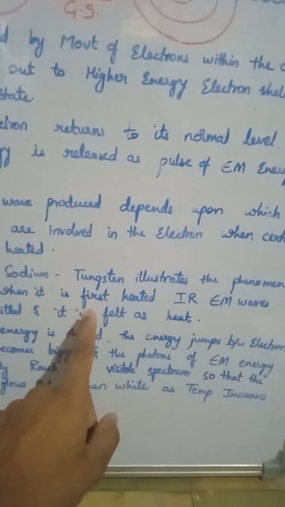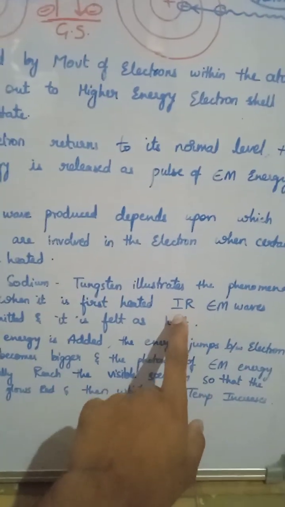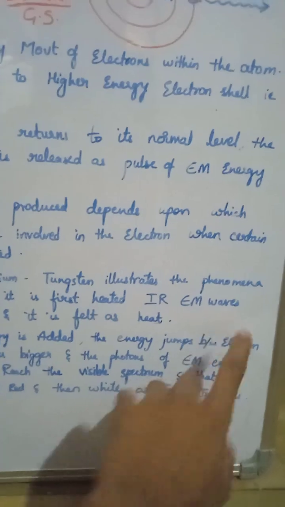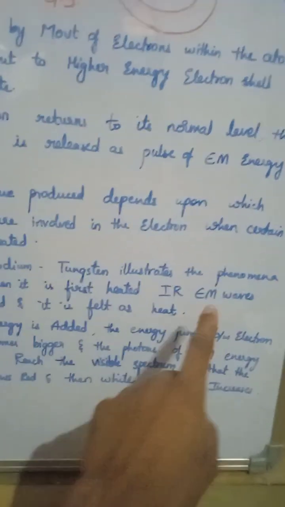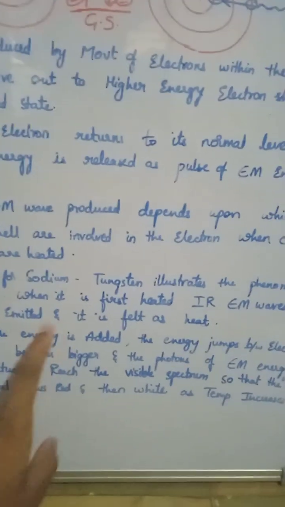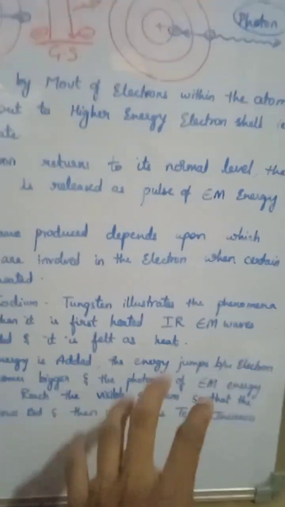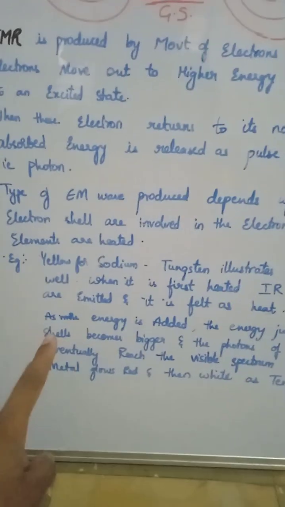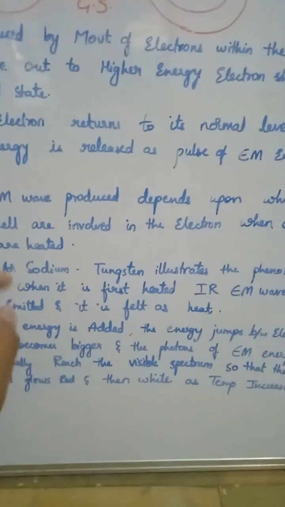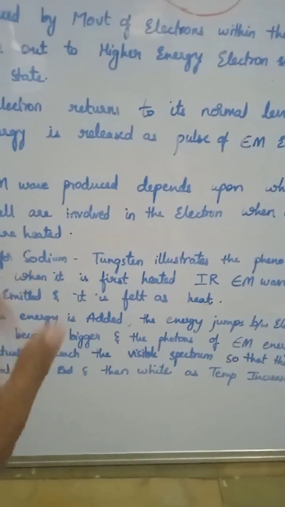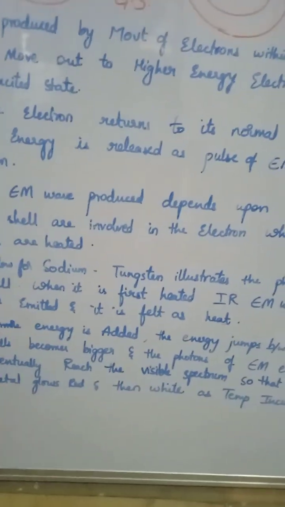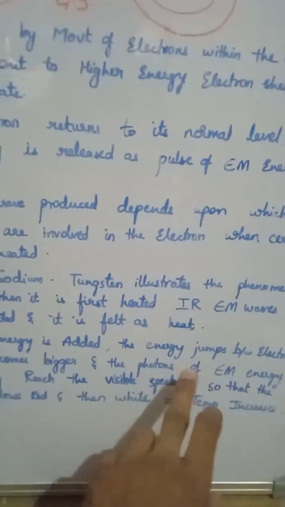When it is first heated, infrared electromagnetic waves are produced. IR is one type of electromagnetic wave emitted, and it is felt as heat. So always remember, infrared rays produce heat. As more energy is added, first you switch the bulb on, so it takes some energy and produces heat. Again you give energy, and more and more energy is added.